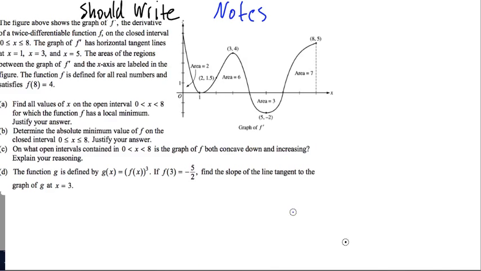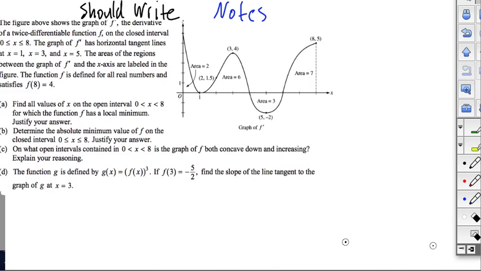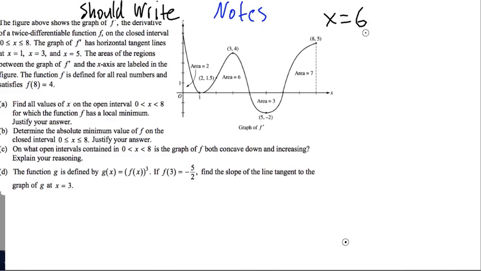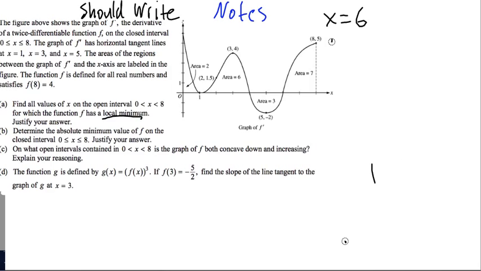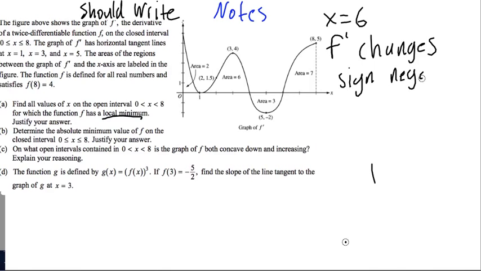Okay, let's knock out A. A is 1. Let's go right to the black that you should be able to quickly answer. The answer is x equals 6. That's the location, or the value of x, for which there's a local minimum. And the reason is f prime changes sign from negative to positive.